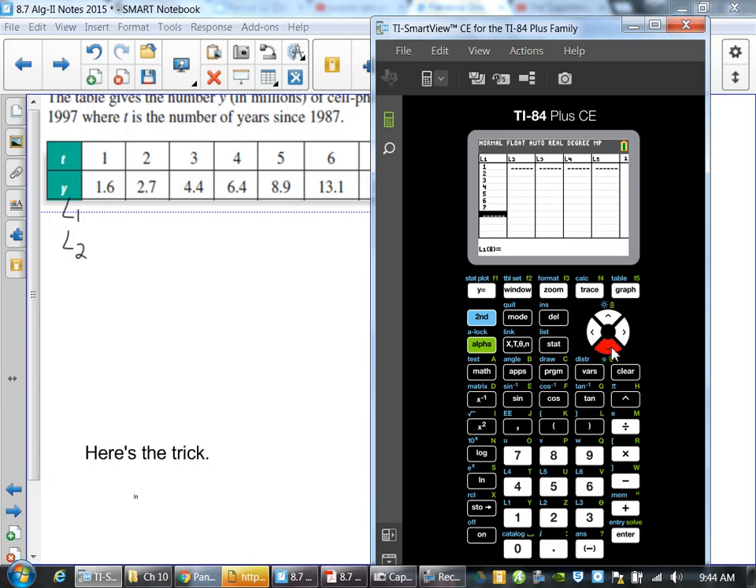L2: 1.6, 2.7, 4.4, 6.4, 8.9. You guys are all probably waiting for me to move this thing out of the way.